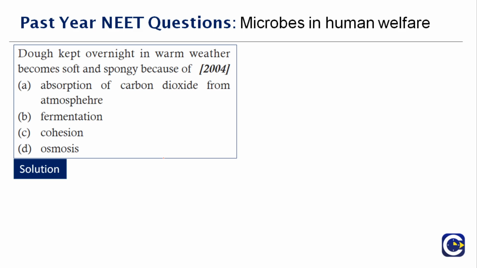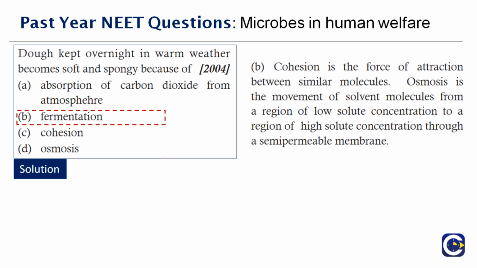Now we'll discuss the options one by one. Cohesion is a force of attraction between similar molecules, while osmosis is the movement of solvent molecules from a region of lower solute to higher solute concentration. But when we talk about fluffiness, softness, sponginess, the rising of the dough and all that, it is because of fermentation. Therefore the correct answer is option B.